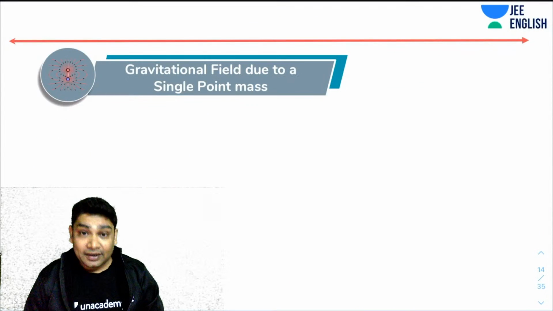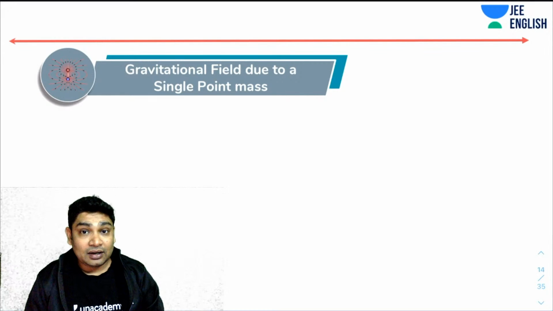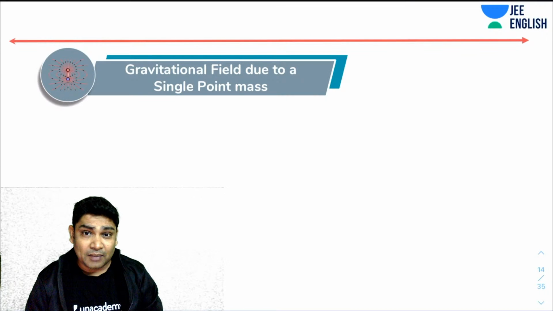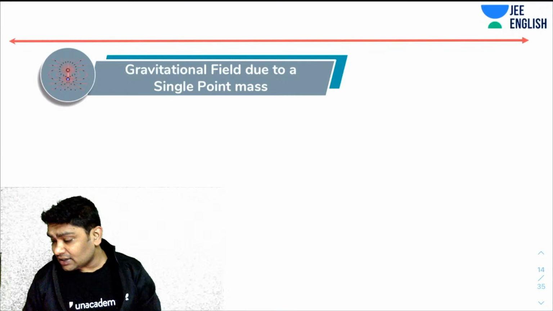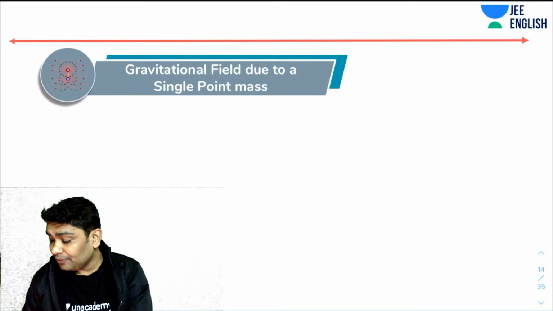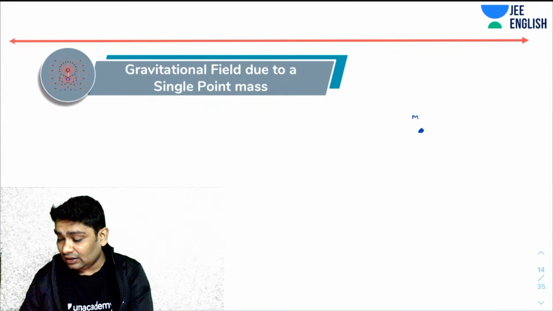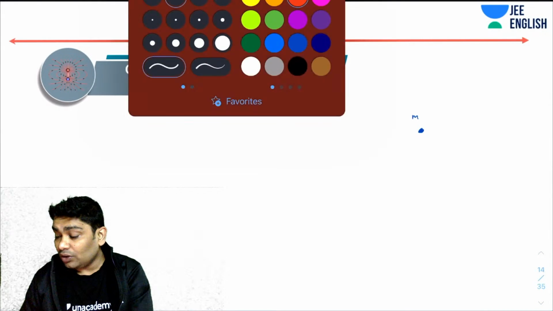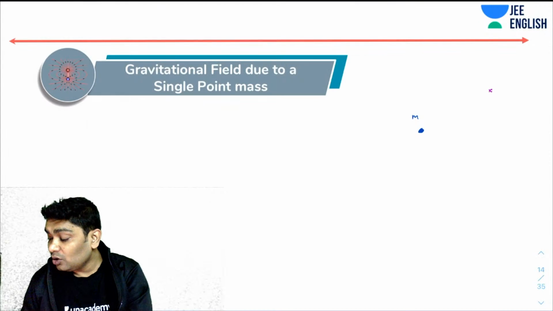Okay. Now, since I have already defined the Earth's gravitational field, let's try and calculate the gravitational field due to some common mass configurations. First we'll be talking about the gravitational field due to a single point mass. So imagine there is a single point mass kept here, and I want to calculate what kind of gravitational field it is creating at a distance r. So let's imagine I want to calculate its gravitational field as produced at a point P, which is lying here.